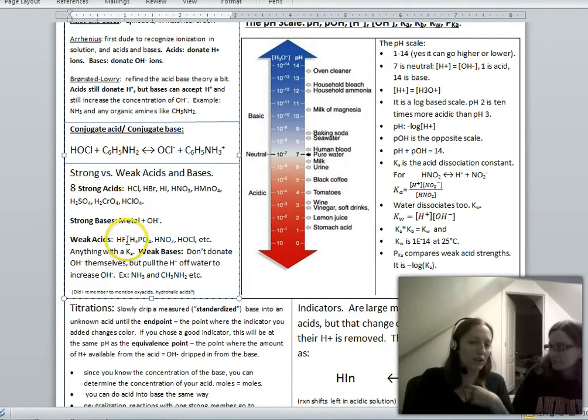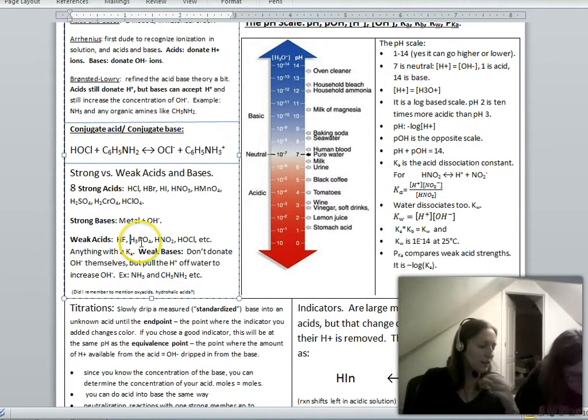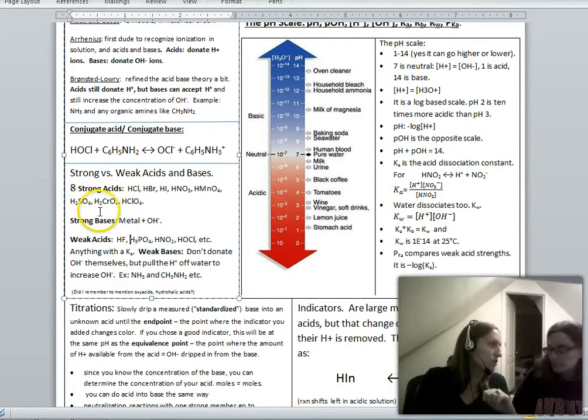So hydrofluoric is weak, phosphoric is weak. And phosphoric is neat. This is a triprotic acid. Protic is a proton, the H plus. It's got 3 of them, so it's triprotic. Sulfuric acid is diprotic. Chromic acid is diprotic, and we'll get to the funny things that those do in a couple of lectures.